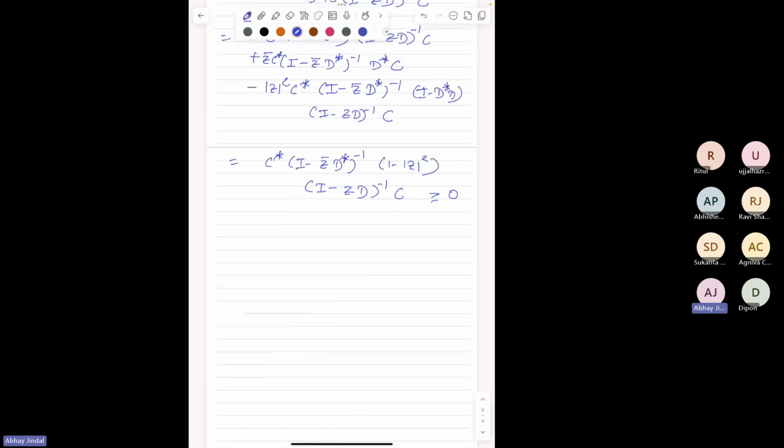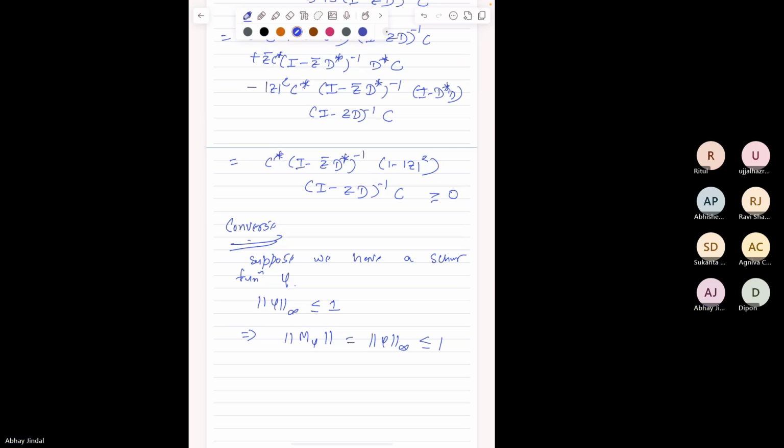So now the converse. Suppose we have a Schur function phi. What do we know? Since phi is a Schur function, its sup norm is less than or equal to 1. This will imply that the norm of m phi, which is the same as the norm of phi, is less than or equal to 1. This will imply that I minus m phi star m phi is a positive operator.